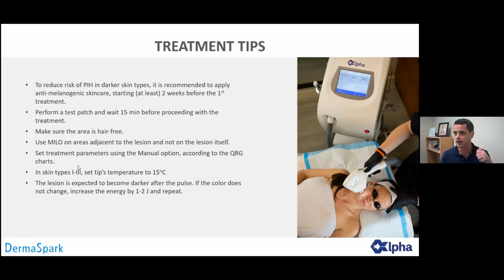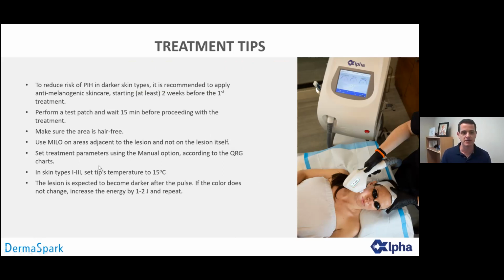When you use the Milo to measure the skin type, you do it on an area adjacent to the lesions and not on the lesion itself, because then you will get the wrong readings. You want to make sure that you are measuring unpigmented skin or skin that doesn't have any vascular lesion on it.